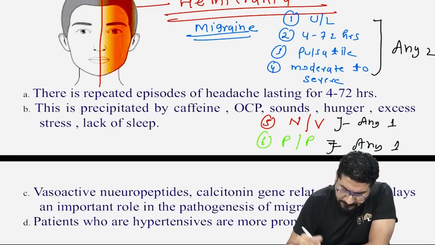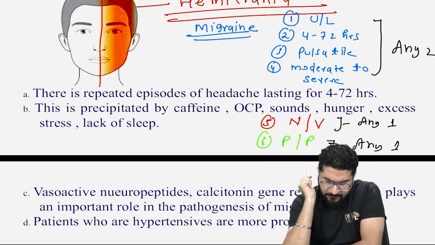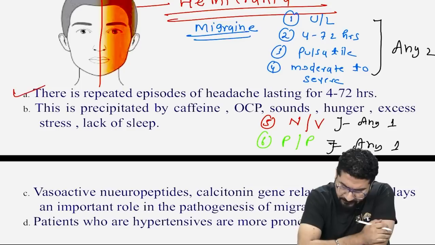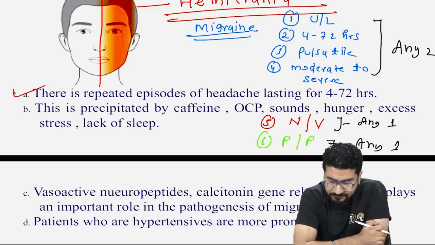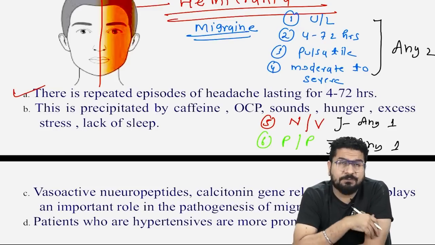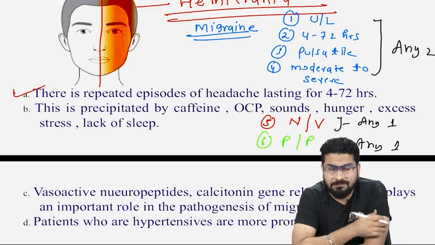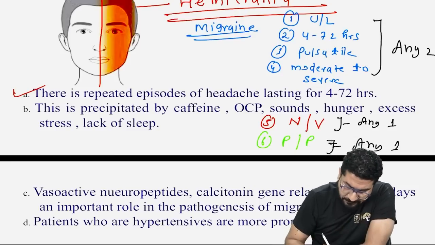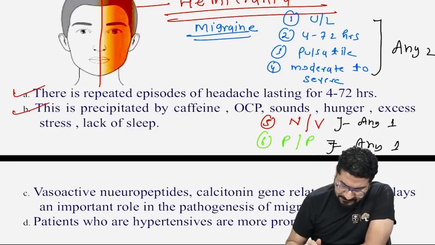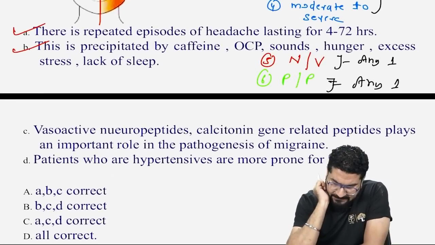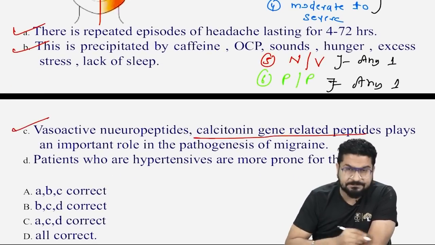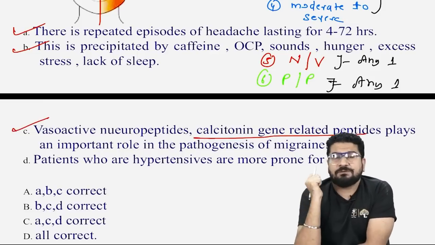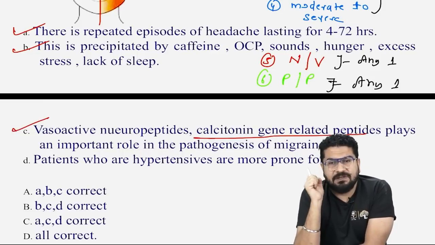So let's see the options now. This repeated episode of headache lasting 4 to 72 hours, that is true. This is precipitated by caffeine, contraceptive pills, sound, hunger, excess stress, lack of sleep. Yes, that is also true. Migraine can be precipitated if you consume a lot of coffee, especially after 7 p.m. Oral contraceptive, yes, that is also true. Hunger can also precipitate. Vasoactive neuropeptides, CGRP, calcitonin gene-related peptide, plays an important role. That is true. There are many hypotheses for migraine. The most accepted is CGRP.